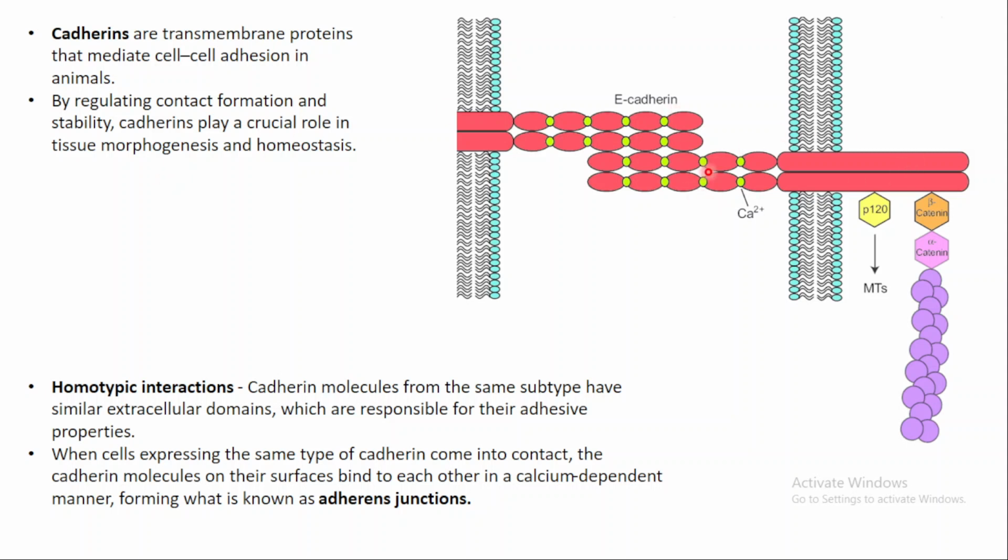If you see here an example of the cadherin protein, this is the transmembrane domain. The part that is outside the plasma membrane is the extracellular domain, and the part of the protein that is inside the plasma membrane is the intracellular domain. So cadherins are these transmembrane proteins which mediate cell-cell adhesion. They are very important in the cell-cell adhesion property. By regulating contact formation and stability, cadherins play a crucial role in tissue morphogenesis and homeostasis. So where is that cadherin required the most?